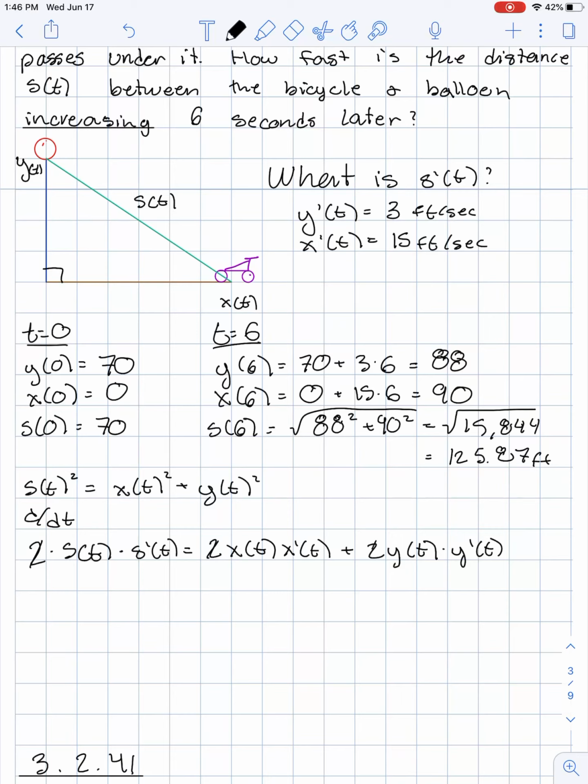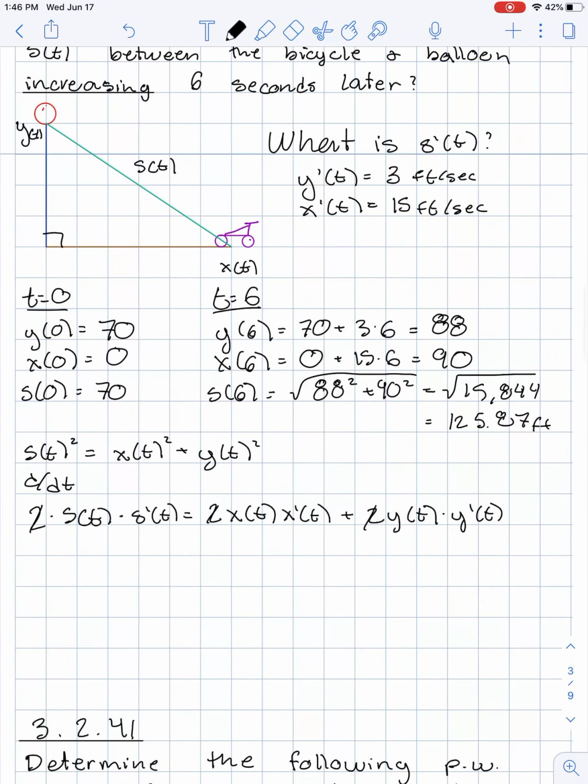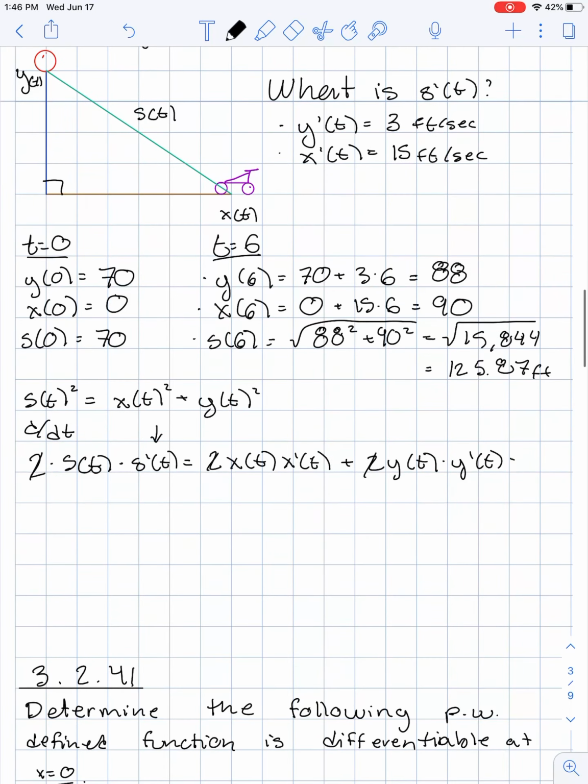Thankfully, all these 2's cancel out. I could collect a 2 on the right-hand side, divide it over, and it would go away. And I'm finding how fast the distance s of t between the balloon and the bike is changing at 6 seconds. So I want to find this guy. Let's plug and chug. Every t is going to be 6. And since these are constant rates, this is true for any time. So 3 and 15 will work at time 0 and time 6. So what's s of t? 125.87. You can also leave that as a square root.